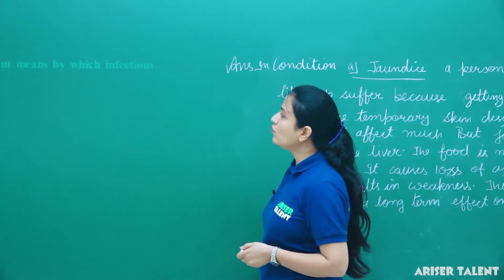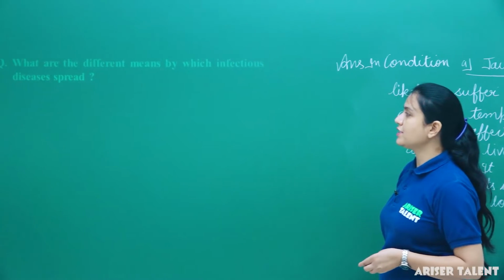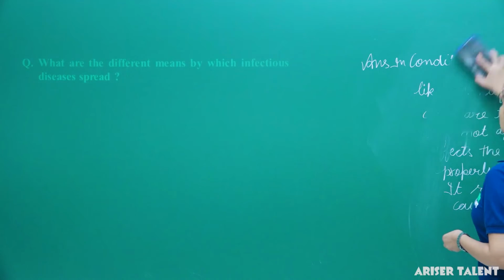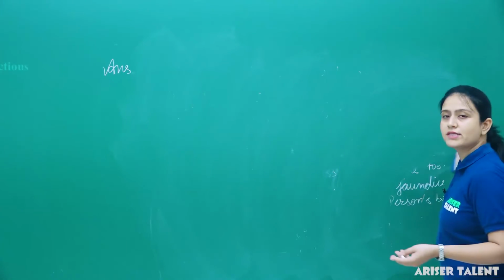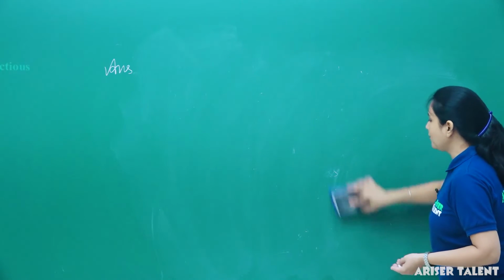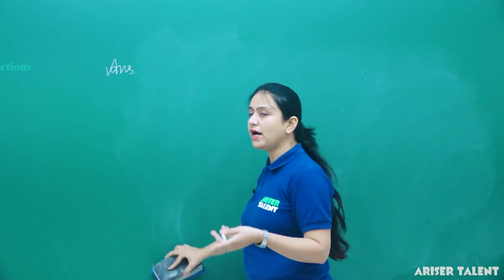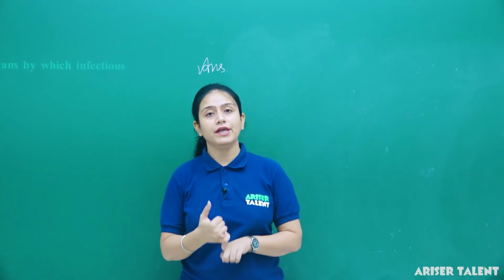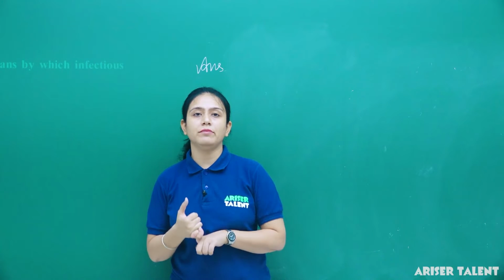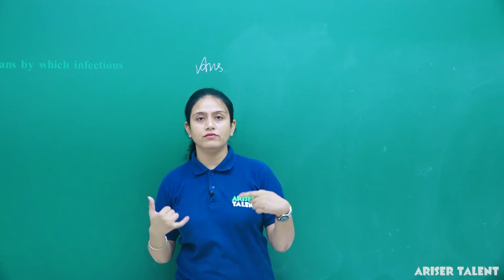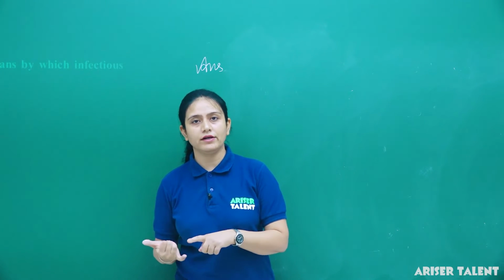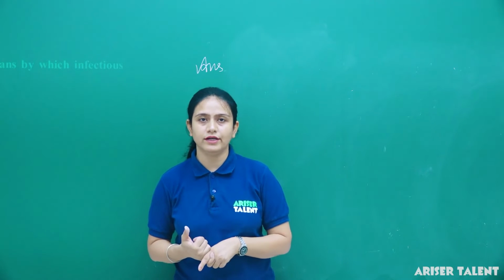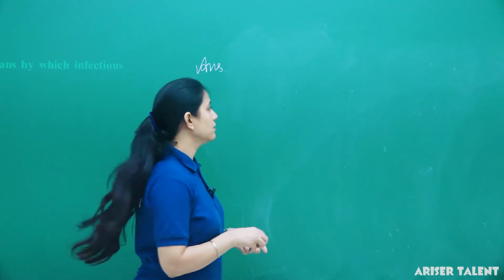Next is, what are the different means by which infectious diseases spread? As we know, infectious diseases are also known as communicable diseases. They spread from one person to another by direct contact, by air, through water, by physical contact, by vectors, by touching or using articles of an infected person, or by sexual contact. Okay, so here we go with the answers.